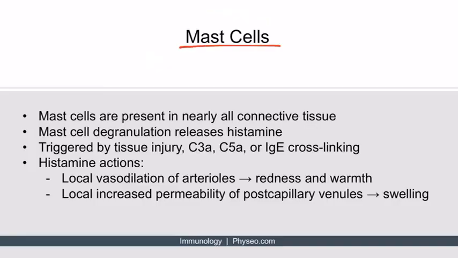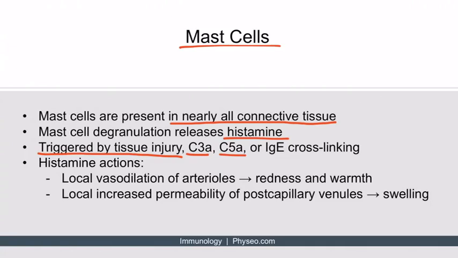Mast cells are present in nearly all connective tissue. This means that no matter where the tissue insult occurs in the body, mast cells will respond. And mast cell degranulation releases histamine. And this degranulation can be triggered by tissue injury, which we just discussed with the diagram. But degranulation can also be triggered by two complement proteins, C3a and C5a. This shows how the complement system can actually complement or help facilitate acute inflammation. And the details of the complement system are discussed in more detail in section 5 of this chapter.